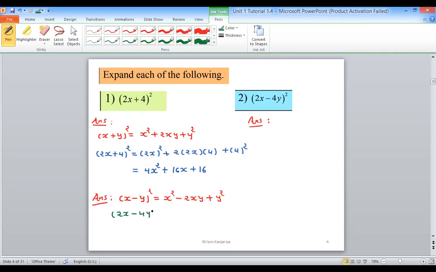(2x − 4y)². Here I can use the minus identity, so directly I apply the minus sign. (2x)², then 2 into first term into second term. Don't write the minus again because I am using the minus identity. Here x is 2x and y is 4y. This is 4x² − 16xy + 16y².